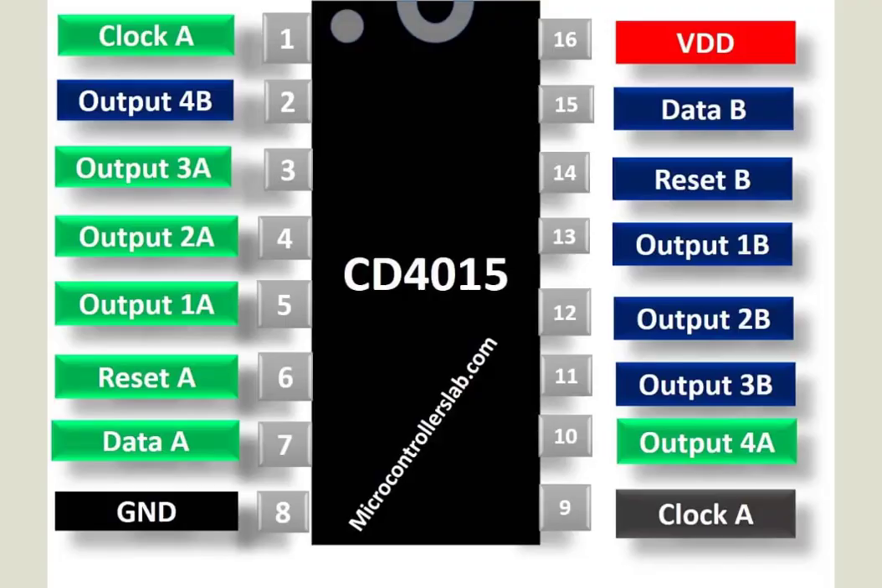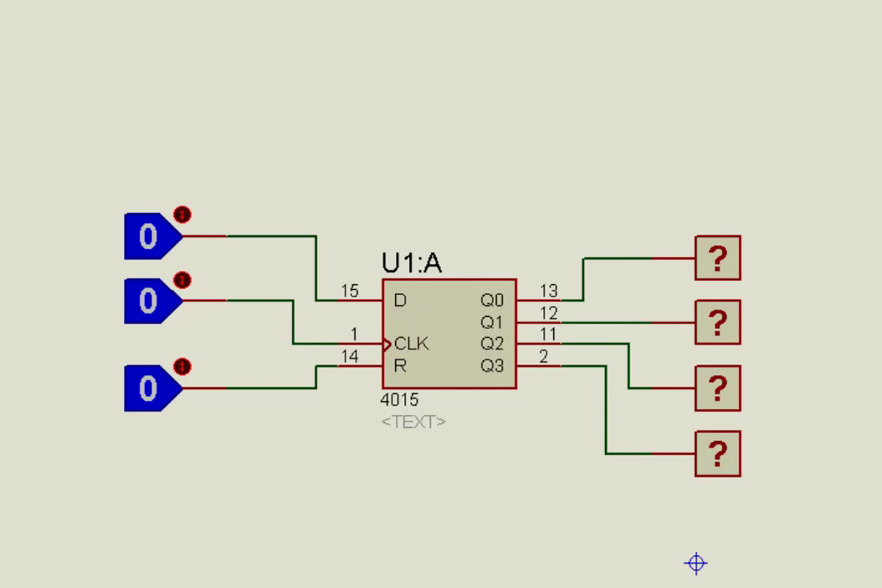As you can see from the pinout diagram, the CD4015 shift register IC consists of 16 pins. Blue color shows pins of register B, and green color depicts pins of shift register A. Q0 to Q3 are output pins for the shift register, pin D is a serial data input pin, and pins 1 and 9 are clock inputs.